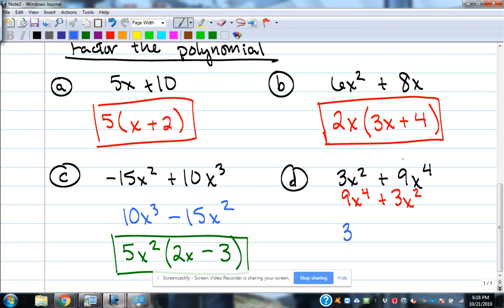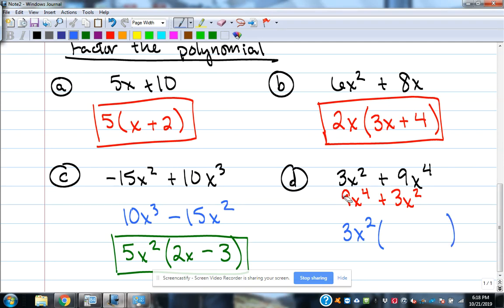3 for the number. What about the x's? First one has how many x's? 4. The second one has 2. How many can you match up? 2 of them. So that's x squared would have to be on our GCF. Now we got to figure out what's left.